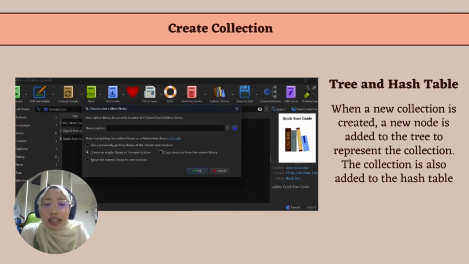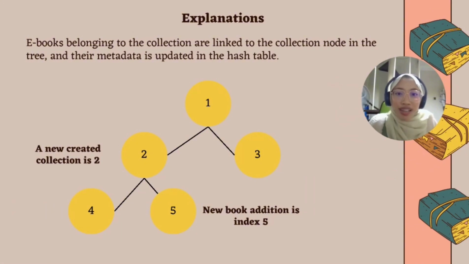So when a new collection is created, a new node is added to the tree to represent the collection. And the collection is also added to the hash table. So they go in between, relying on each other, because they store the data of what we created in this Calibre app. Okay, so for the explanation for create new collection, ebooks belonging to the collection are linked to the collection node in the tree. And the metadata is updated in the hash table.